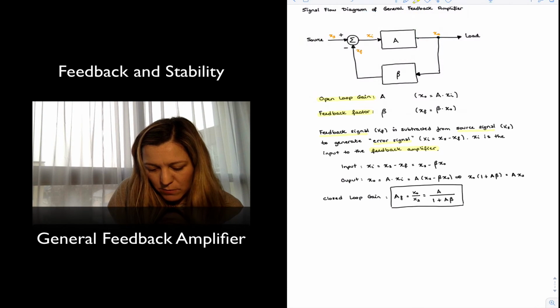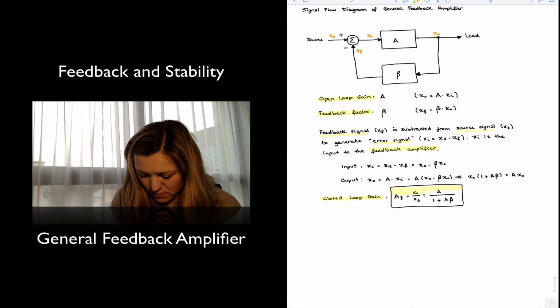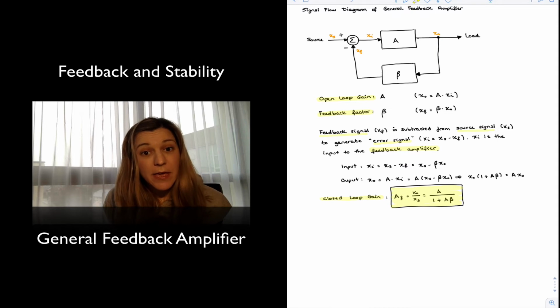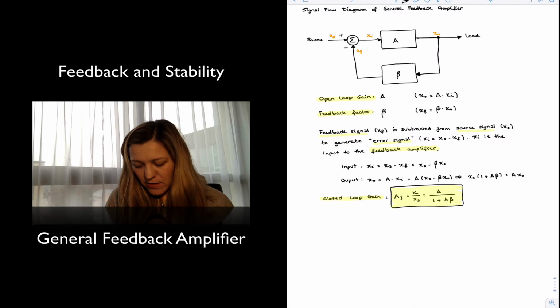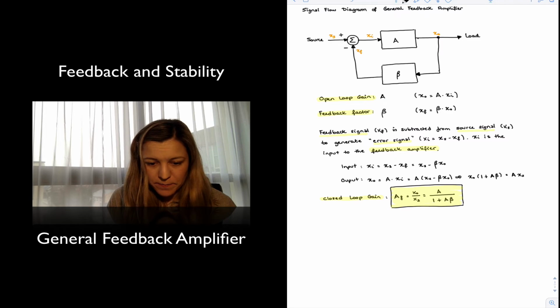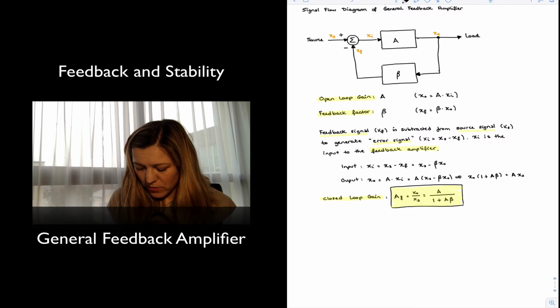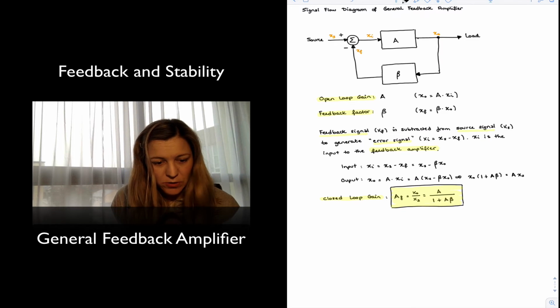So that is again my closed loop gain. And notice that it is related to my open loop gain A. However, we can see that if A is sufficiently large, then I'm going to be able to approximate my closed loop gain by a factor of 1 over beta. So let's take a look at that.